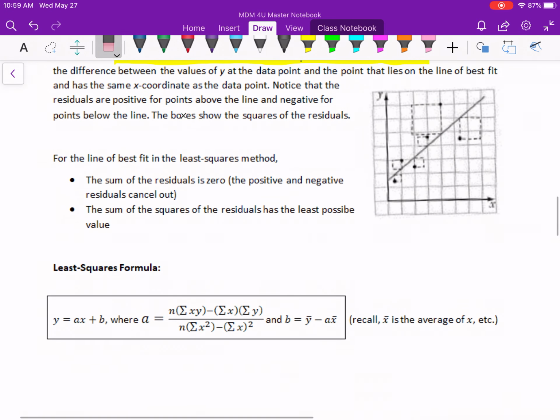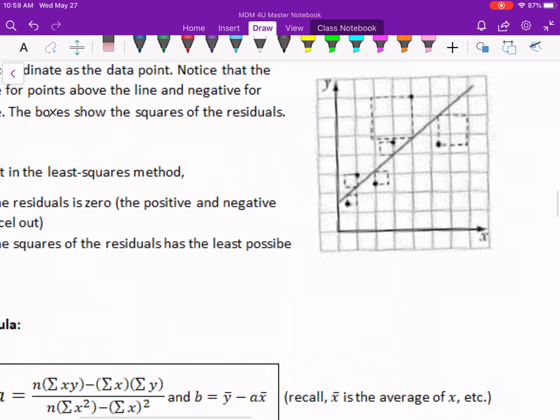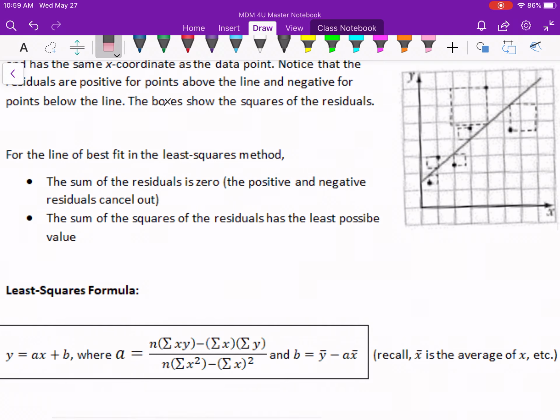So the boxes, the bigger the box, you can get an idea that clearly this box here has a lot more area than this little one down here, which I can't even highlight with my Apple Pencil because it's so small. So increasing the residual, once we square it, magnifies that effect. So again, we want to get these as small as possible.